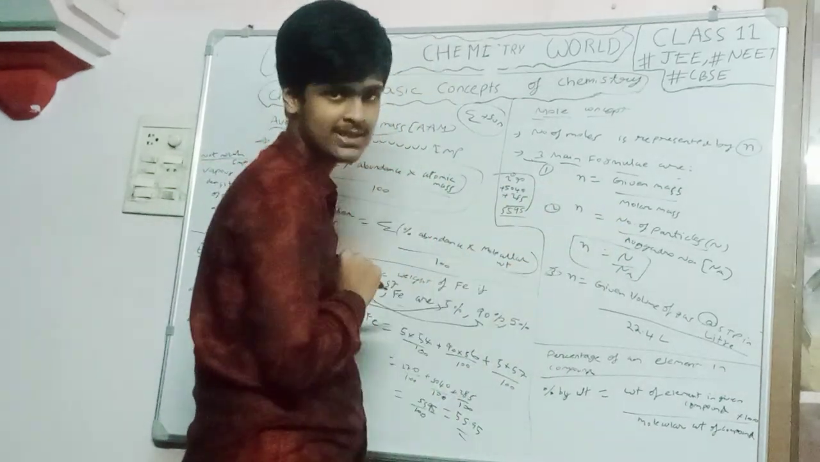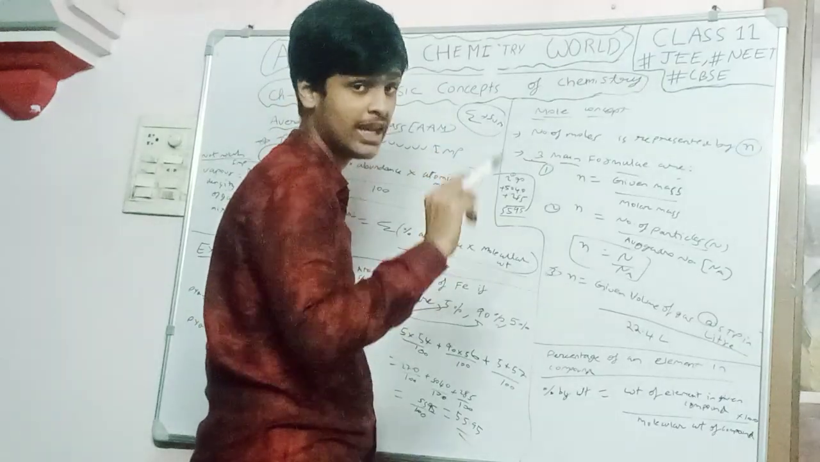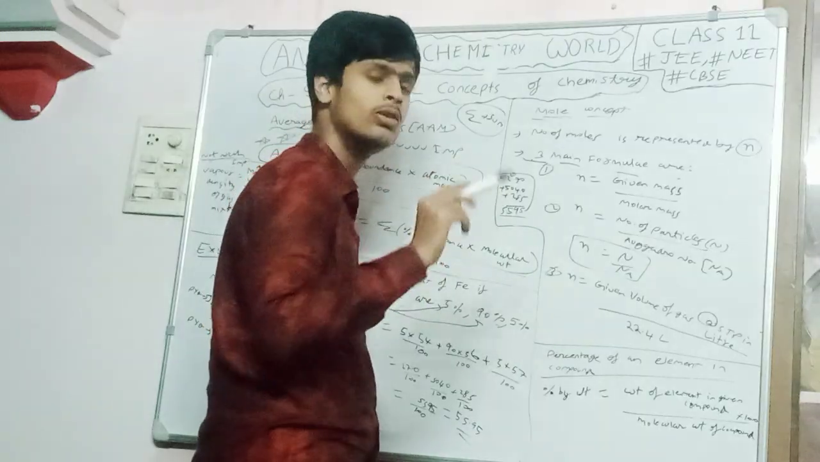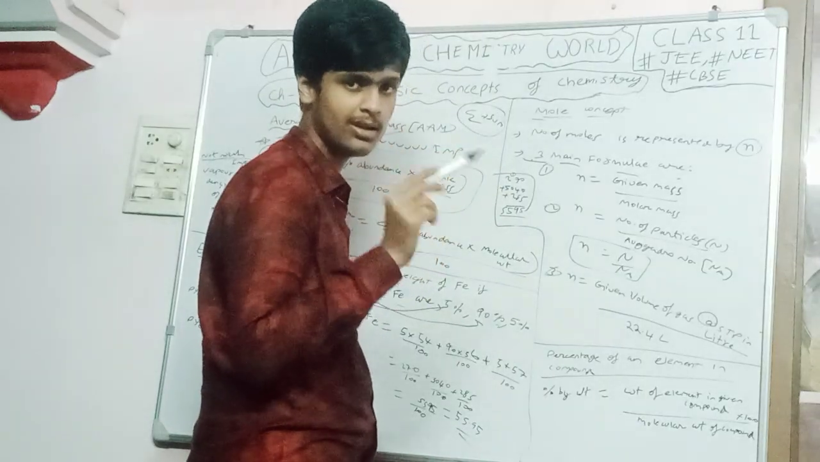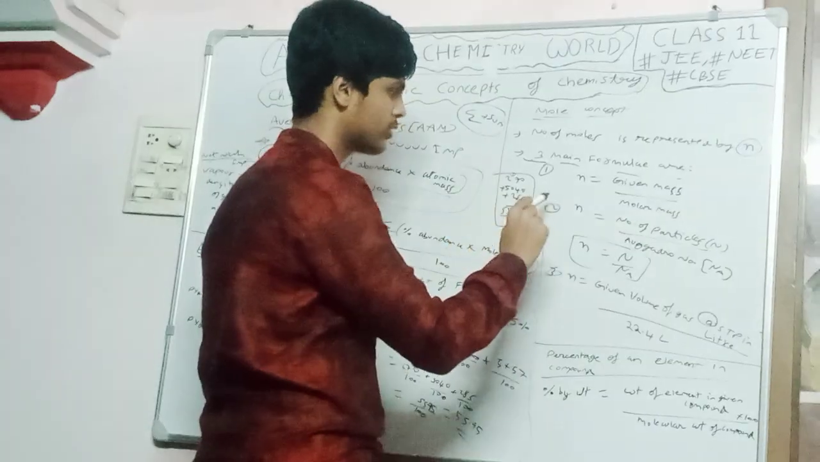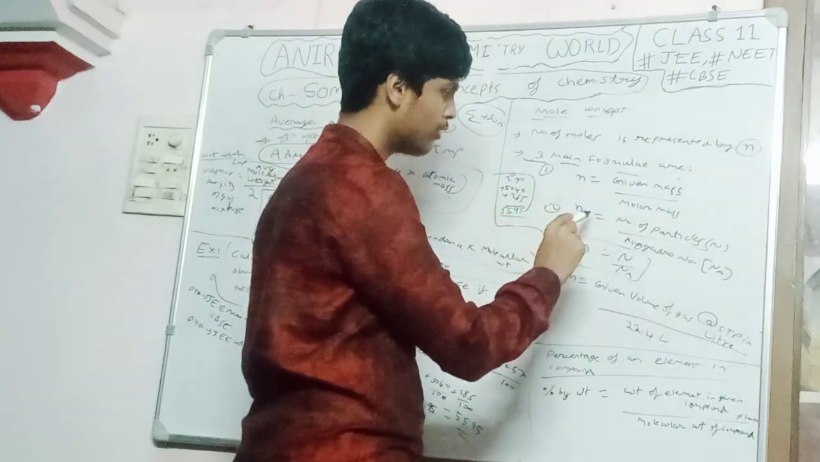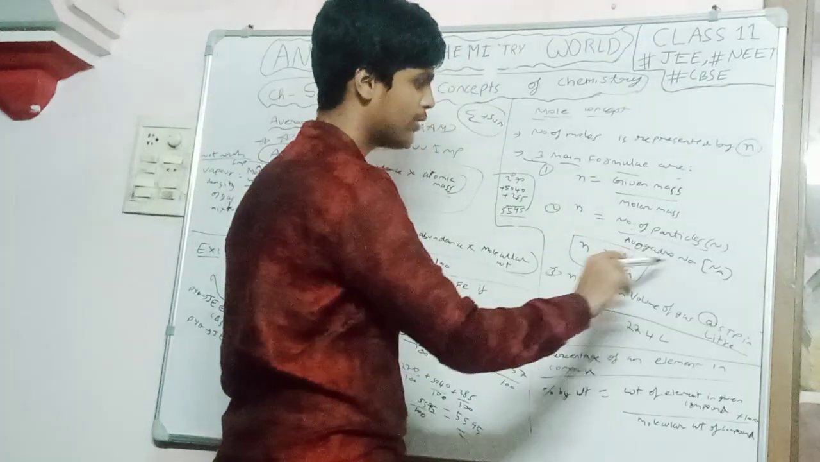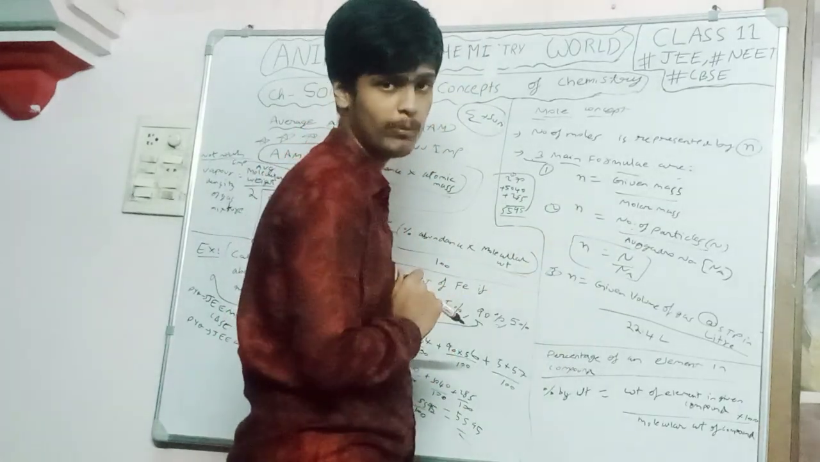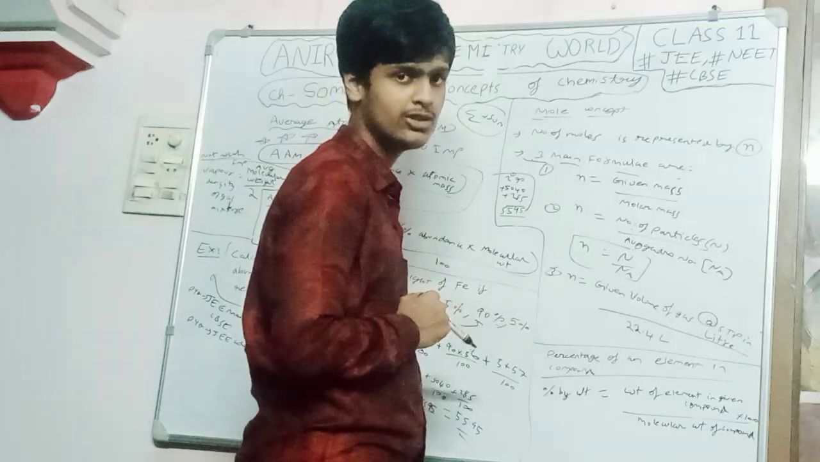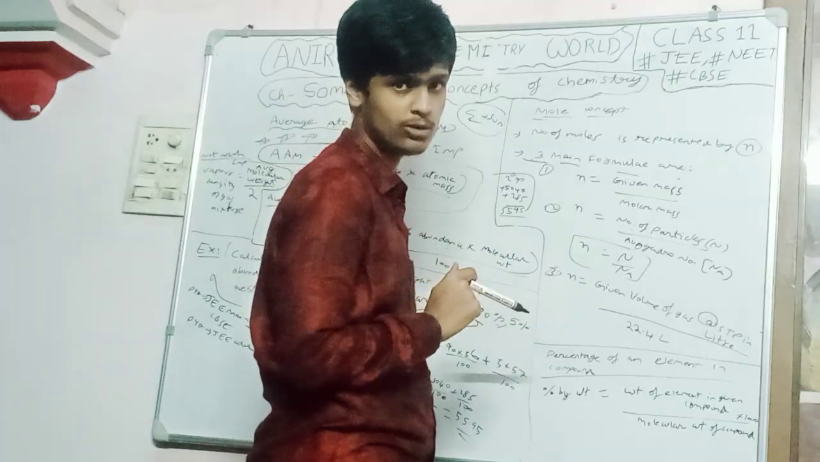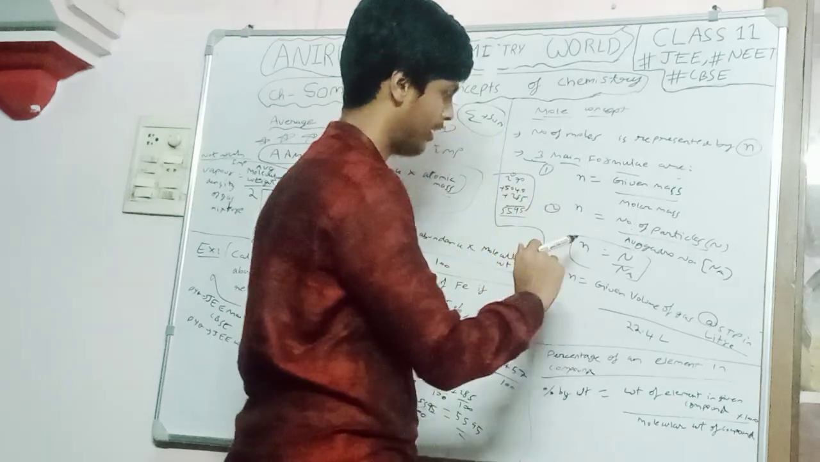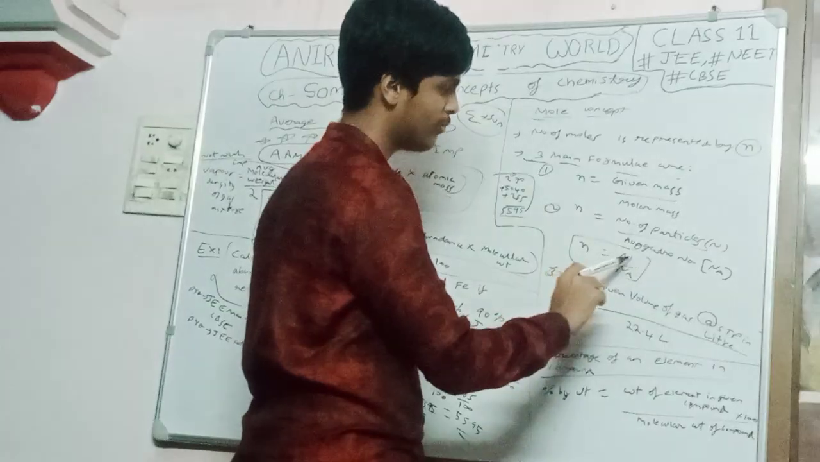And the second formula is number of moles is equal to given number of particles by Avogadro number. We can write this second formula in shortcut as small n is equal to capital N by N A. Means number of moles is equal to number of particles by N A.